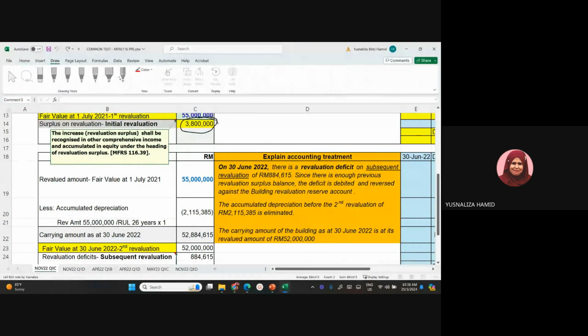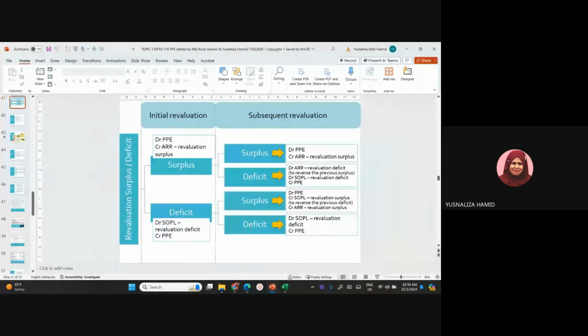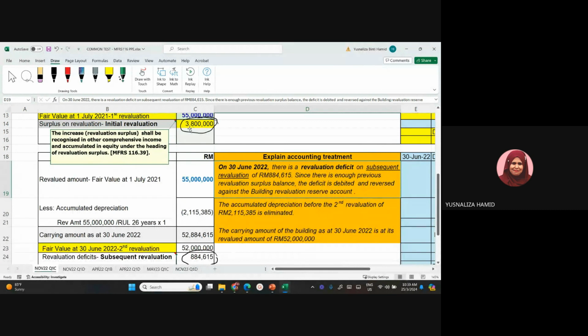So you can see here there was a previous surplus of 3.8 and you have a deficit of 884,615. The balance in the surplus must be first utilized or reversed to record the revaluation deficit. So under MFRS 116, it means that you need to first debit this revaluation deficit, not to the profit or loss. You will do just like what we have here. You are going to debit that to the asset revaluation reserve, which is building. If it's enough, you do not need to debit profit or loss for the revaluation deficit, and you will credit the item building.